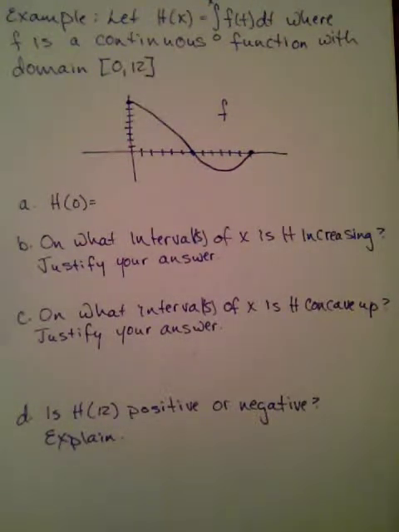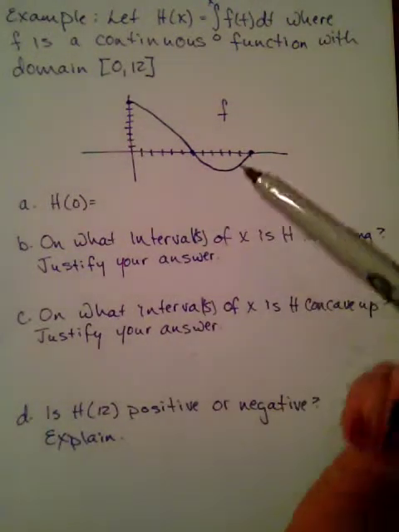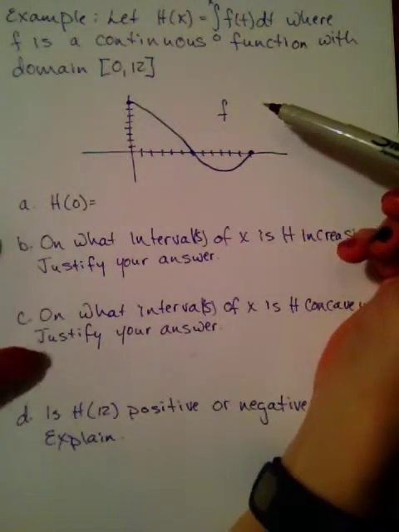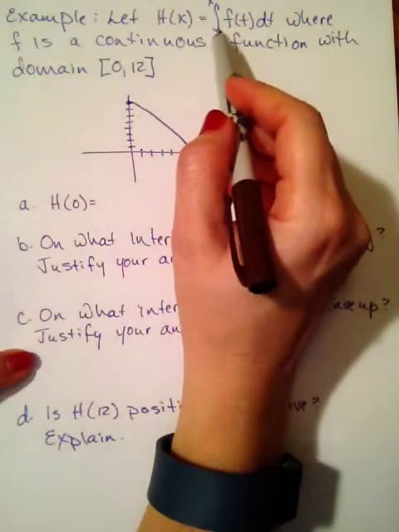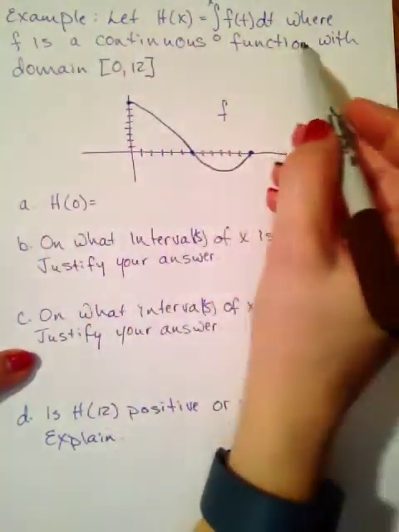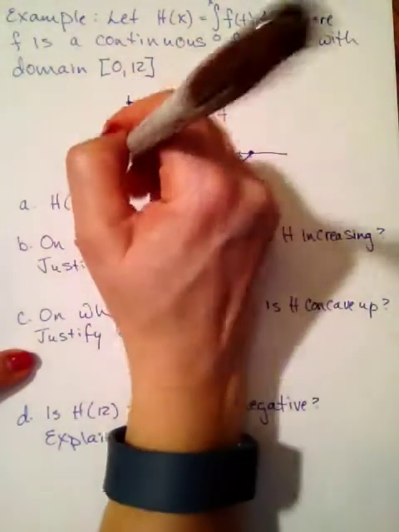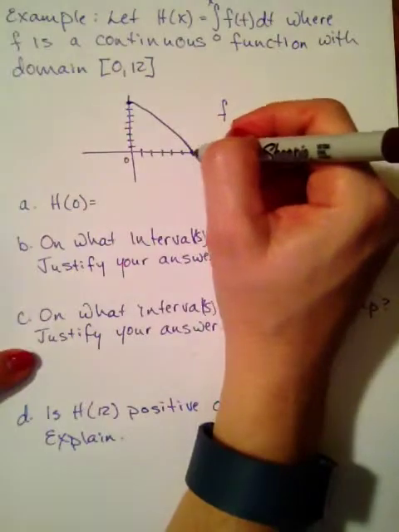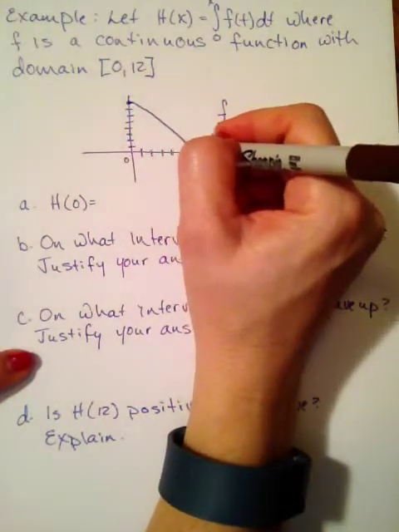This is our second example of looking at the second fundamental theorem and how it comes into play when you're doing something graphically. So we have h of x equals the integral from 0 to x of f of t dt, where f is a continuous function with domain 0 to 12. So we have 0 right here and 12 out here. And while we're at it, I'm going to mark this x value. So it's 1, 2, 3, 4, 5, 6.